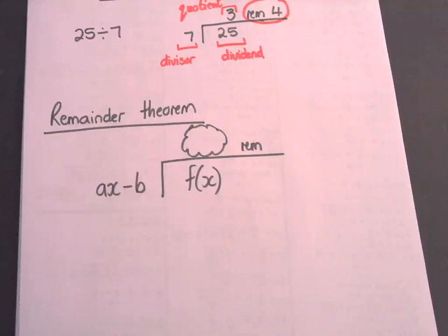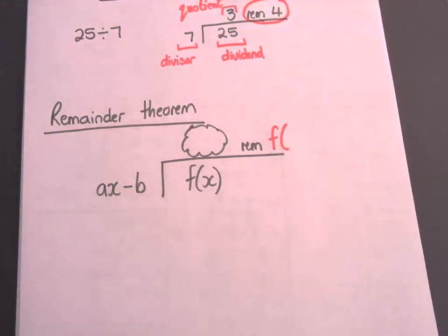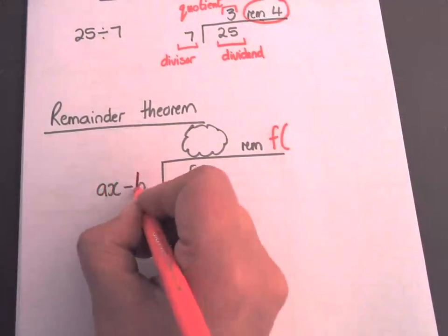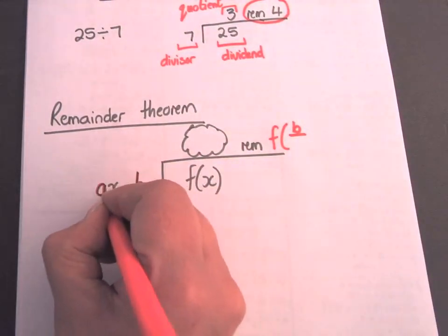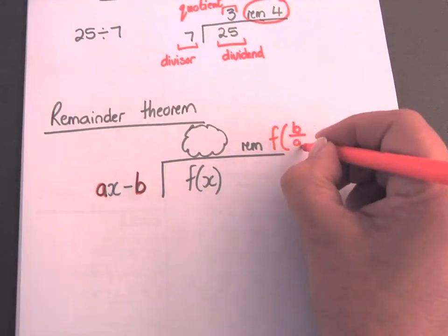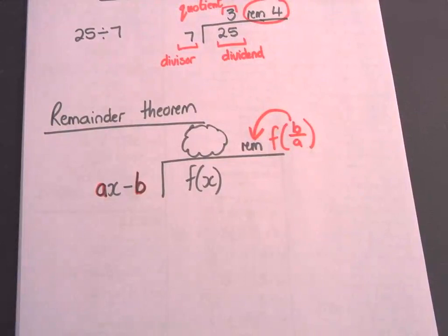Now this remainder has a specific formula. Without factorizing, without dividing, you can get the remainder with a specific formula. And the formula is, you have to take b and divide it with a. That will give you the answer of the remainder.